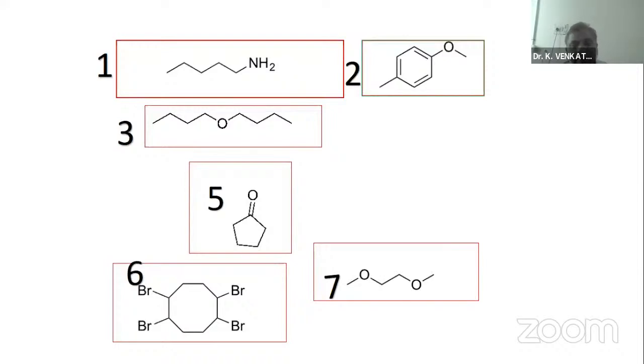1,2-dimethoxyethane. So here you can see ether is present. We can cut 3 parts. So oxygen, this side 1 part cut, this side 1 part cut. So what is here? Both sides same carbon. So same carbon is there. That's why butoxybutane.